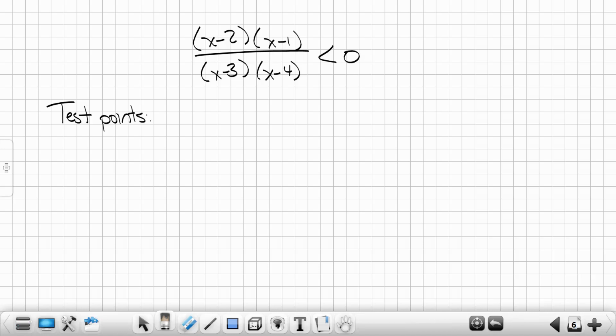A lot of you guys can skip to the easiness on this. X minus 2 equals 0. X minus 1 equals 0. X minus 3 equals 0. X minus 4 equals 0.